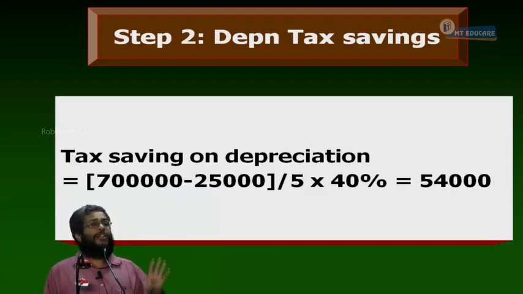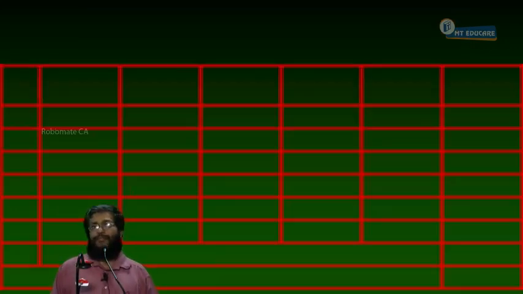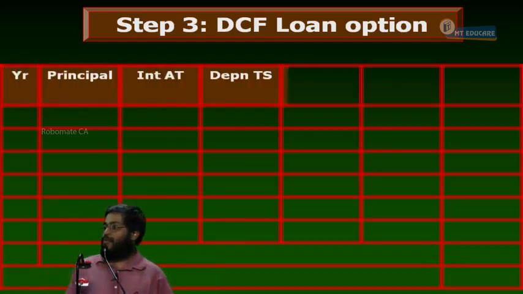Now, all the four cash flows are over. Now I have to find out the discounted cash flow. Step 4: discounted cash flow under loan option. You are going to complete this in another two or three minutes. Write fast. Discounted cash flow, loan option.